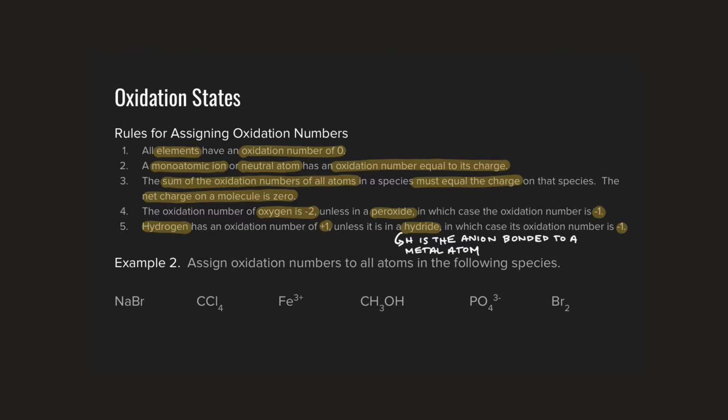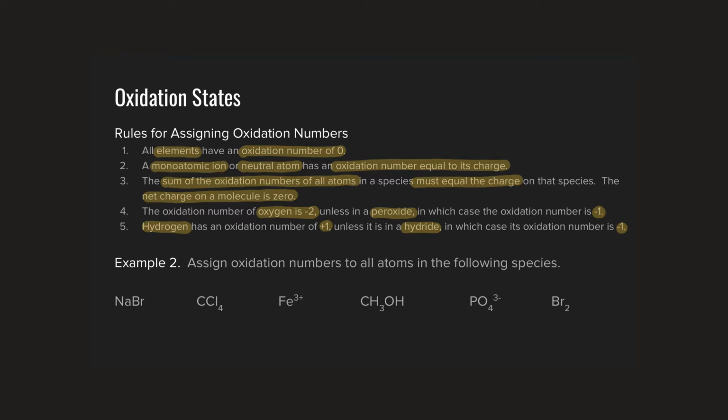Now, those are the big main rules. Sometimes you're going to have to work your way through a little more complex thought to get to an answer. But in general, if none of these rules apply, always fall back on the idea that if you have to assign a more negative oxidation state, you should assign it to the more electronegative atom. So, with that, let's have a look at example number 2.